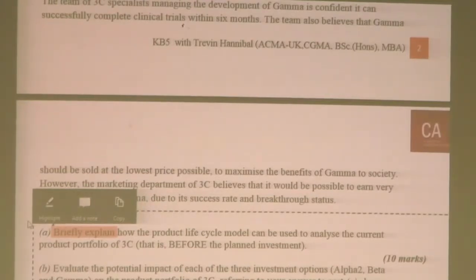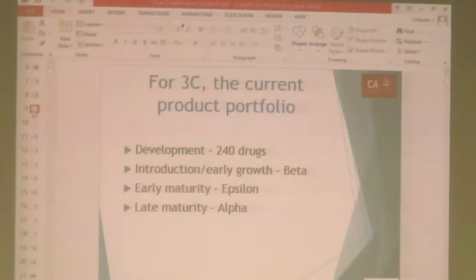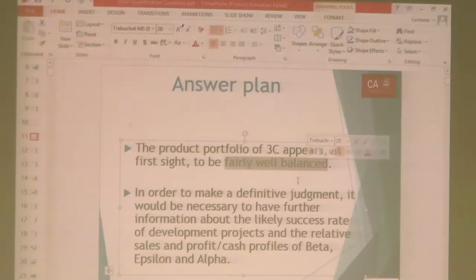So here, in the product life cycle model, the question is not about beta being at introduction, epsilon being at early maturity, alpha at late maturity. That is not the point, brother. The point is, the examiner is asking you how you could use the product life cycle to analyze the portfolio. Then what is the main substance of this? Analyzing the portfolio is all about mentioning whether this is well balanced or not. So as you can see, fairly well balanced. That is what the examiner is asking you.